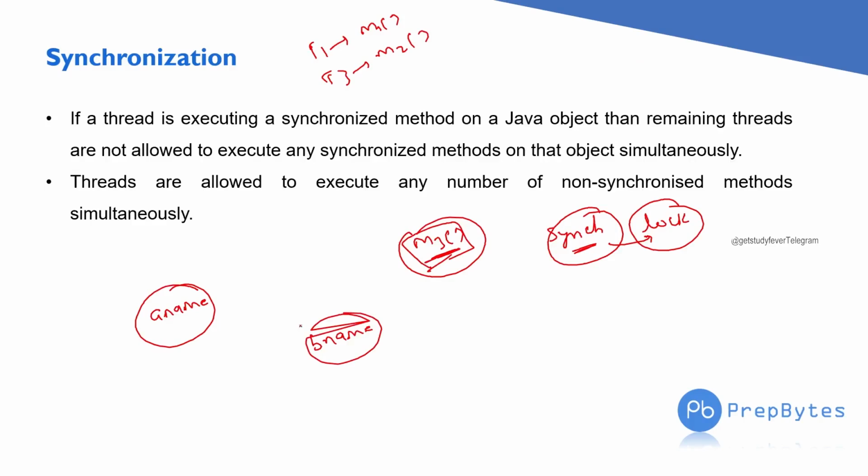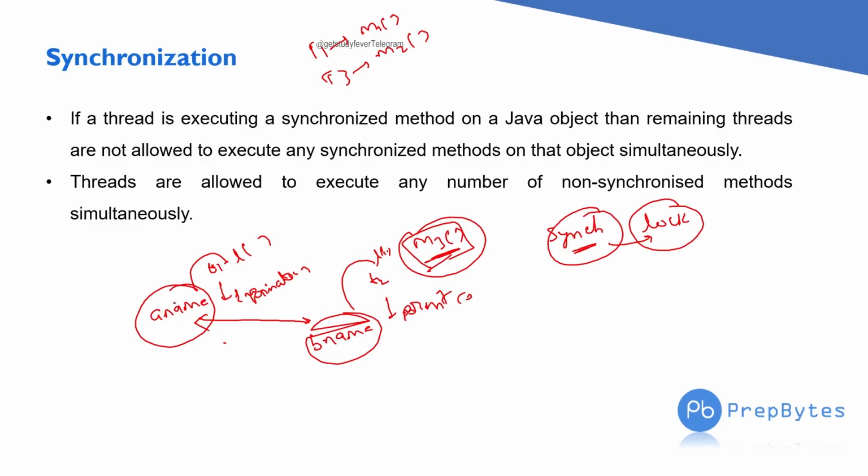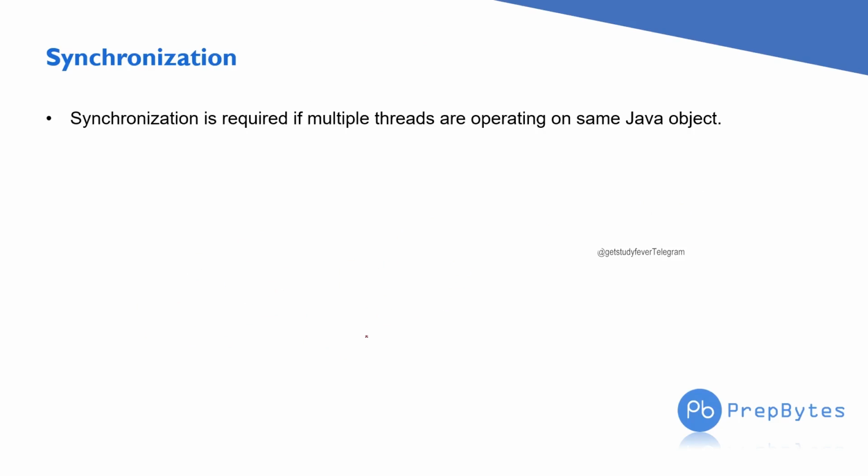Okay, now t1 wants to execute print name on this object and t2 wants to execute print name on this object. So it will get the lock of this object and this will get the lock of this object. Okay, and they will be able to execute print name. Correct. So both will be able to execute print name simultaneously now also. Okay, so what is happening here, because there are two different objects, therefore this issue is happening. Okay, because now t1 is getting a lock from this object and t2 is getting a lock from the second object, correct? So synchronization is required if multiple threads are operating on the same object. Just keep this in mind.